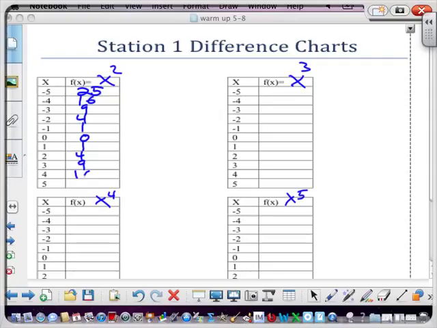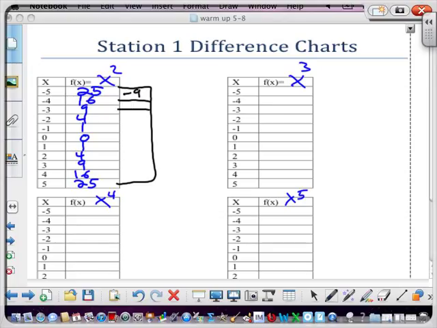9, 16, and 25. Okay, so those are just our y values. When we plug in -5, we come out with 25 and so on. Now what we're going to do is look at the differences. So, 25, what do we have to subtract to get 16? We subtract 9.